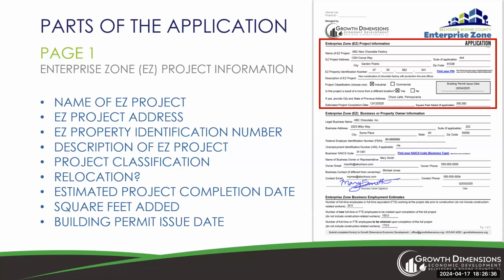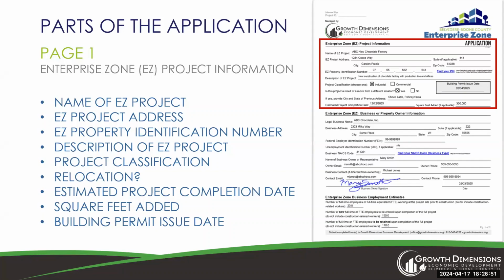For instance, if ABC Inc. is building a chocolate factory, you can name it ABC New Factory Chocolate Factory. The EZ project address is the location where the project is taking place in Boone County.